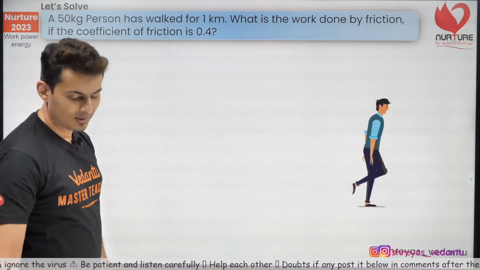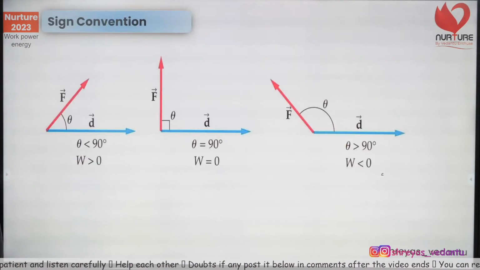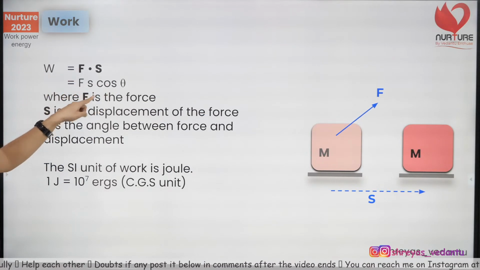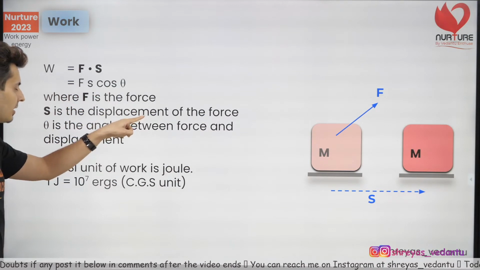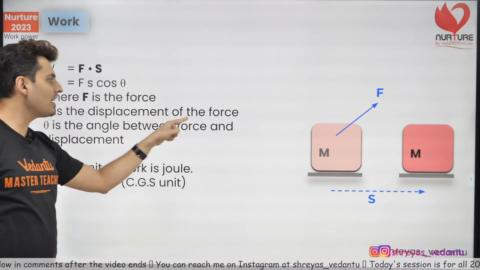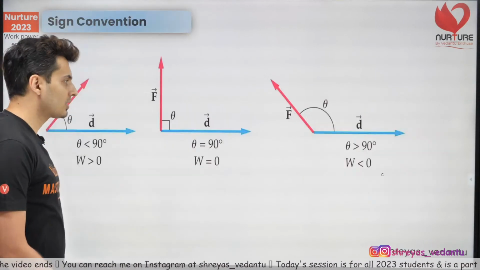Now, let's go back and see where was our definition. Work is F S cos theta. F is the force. S is the displacement, not of the body, of the force. Very important line. S is the displacement of the force.